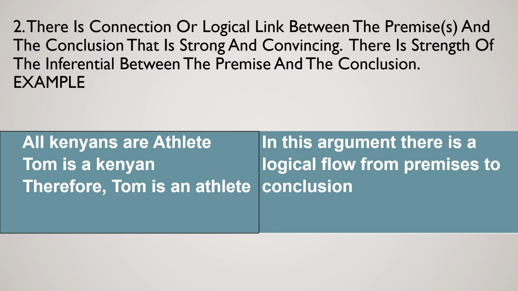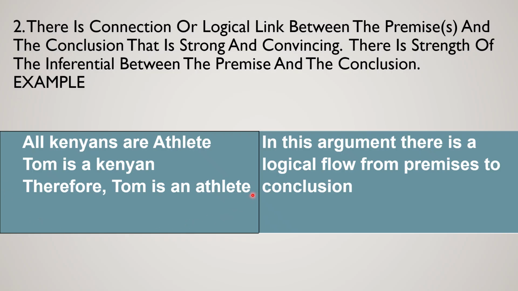For example, when we say all Kenyans are athletes, Tom is a Kenyan, the conclusion we are going to have here is that therefore Tom is an athlete, because we must get our conclusion from the premises that we had given. Therefore, in this argument, there is a logical proof from the premise to the conclusion. And the only thing we can add is certainty, because if all Kenyans are athletes and Tom is a Kenyan, therefore definitely Tom is an athlete.